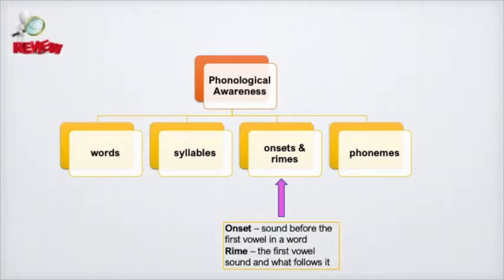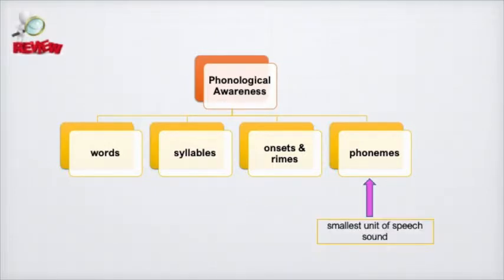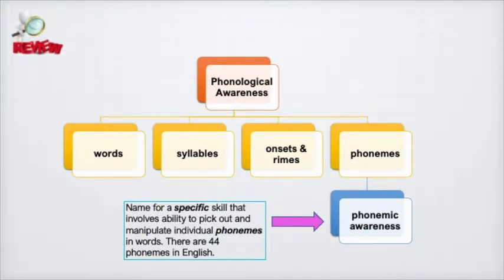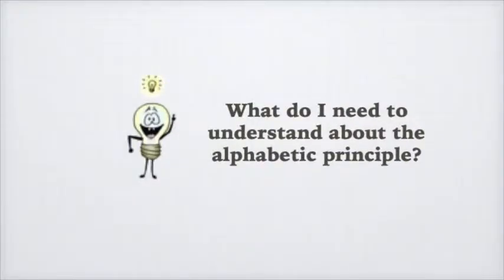In the word bat, the b sound is the onset. Rhyme is the first vowel sound in a word, plus whatever comes after it. In the word bat, the at sound is the rhyme. Phonemes are the smallest unit of speech sounds. And finally, phonemic awareness is the specific skill that involves the ability to pick out and manipulate individual phonemes in words.